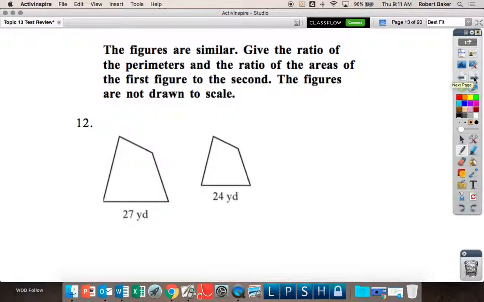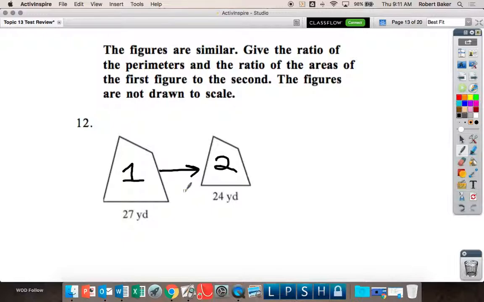And then here we go into Tuesday. All right, Tuesday we did similar figures, talking about area and perimeter of similar figures. So it says these two figures are similar. Give the ratio of perimeters. Give the ratio of areas. From the first figure to the second figure. So we're going this direction. So it has to be new over old.